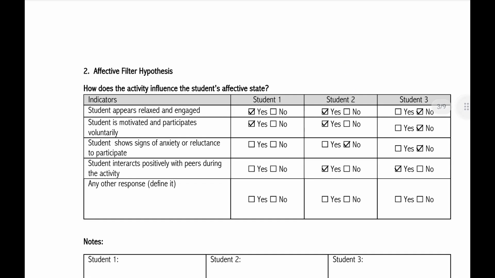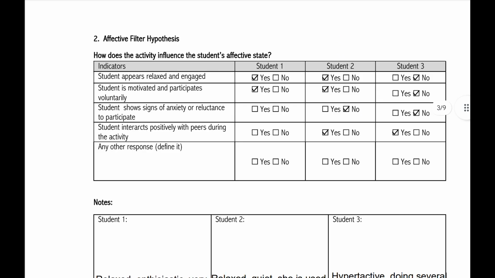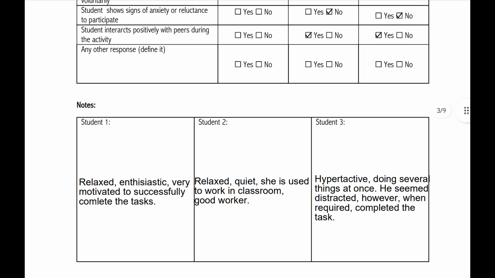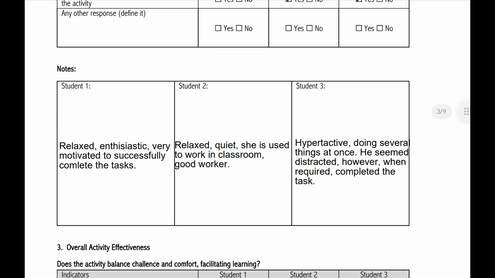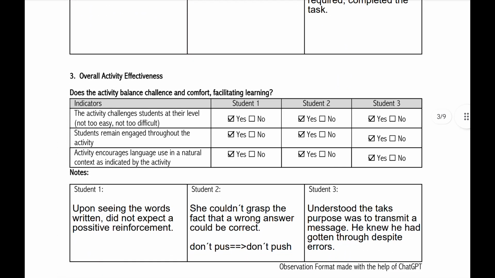Now, for the second activity, the affective filter hypothesis, this is the marks and everything. The first student was relaxed. She was enthusiastic and very motivated to successfully complete the tasks. Student number 2 was relaxed, quiet, and she's used to working in the classroom. She's a good worker. And student number 3 was hyperactive, doing several things at once. He seemed distracted. However, when required, he completed the task successfully.